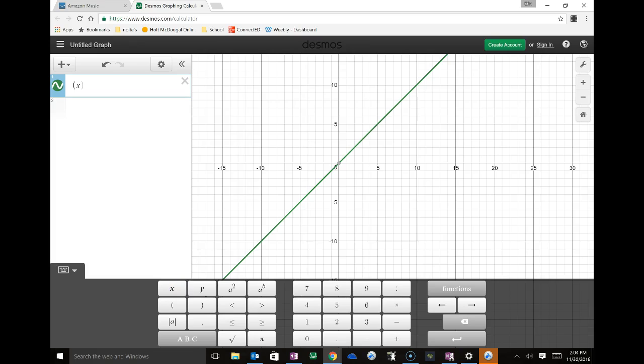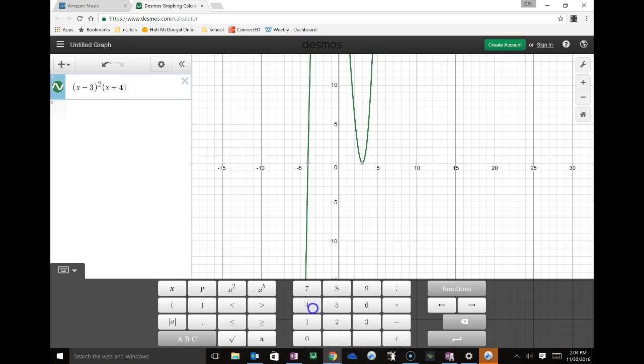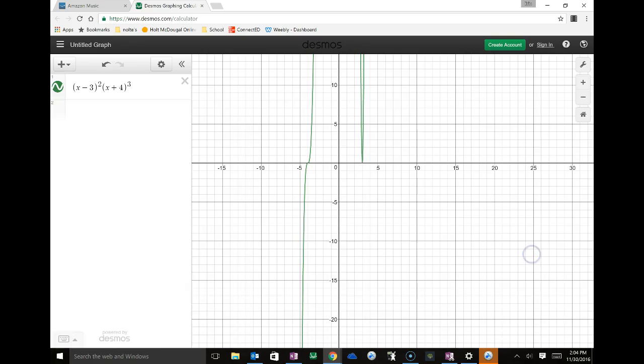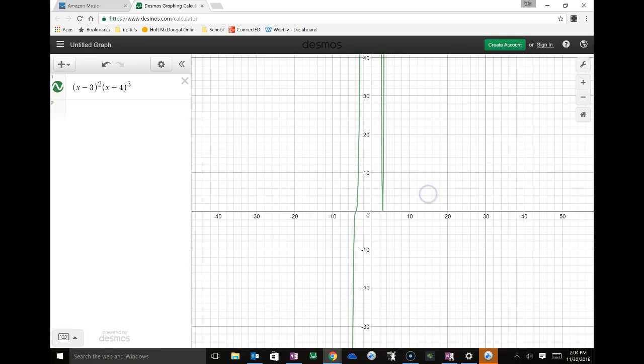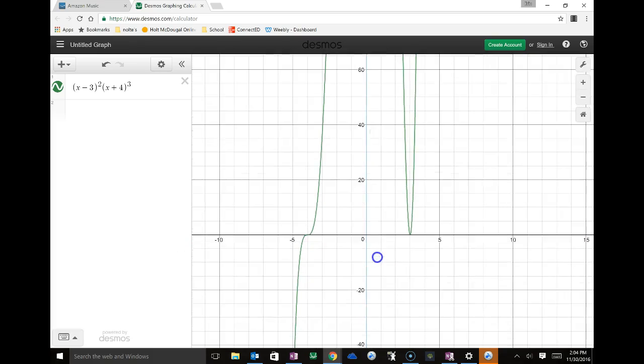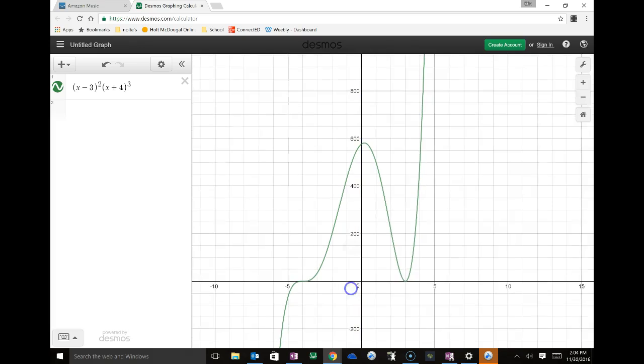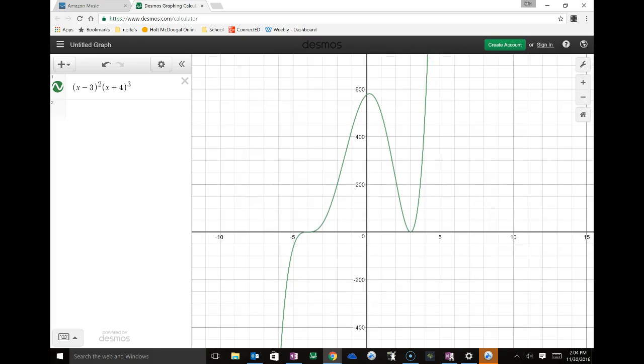So we had x minus 3 squared and x plus 4 to the 3rd. What does this look like? It's like a mountain thing. It does look like an earthquake. Okay, so this looks like a John Travolta. For the end behavior, the right arm is up and the left arm is down.